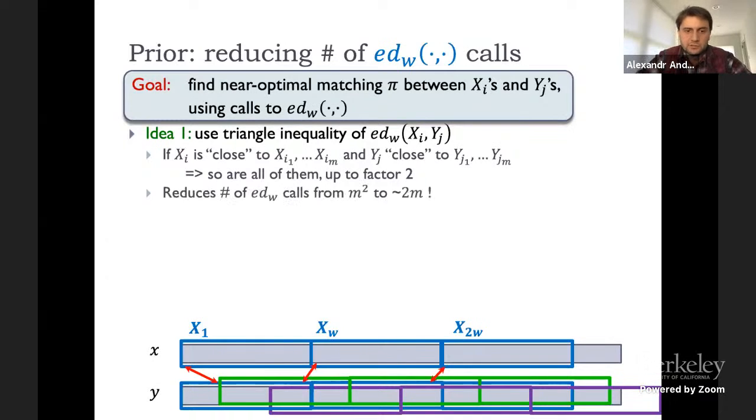But this means that, in particular, if x1 is close to m substrings of X and yj is close to m substrings of Y, then instead of comparing all pairs, which would roughly be m squared, we have to do just 2m calls to compute the edit distance. And for the rest, we can just deduce the distance, or an upper bound on the distance, without explicitly making a call to edit distance, this ED_W. So this is idea one. This was enough for a quantum algorithm, but not for the standard model.